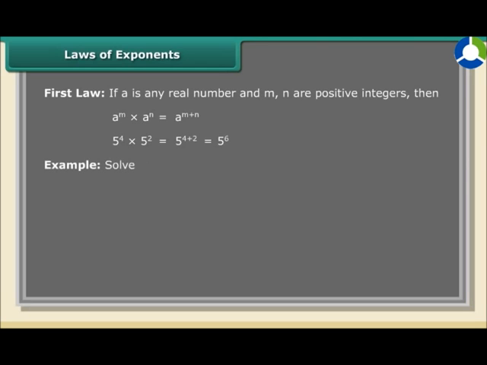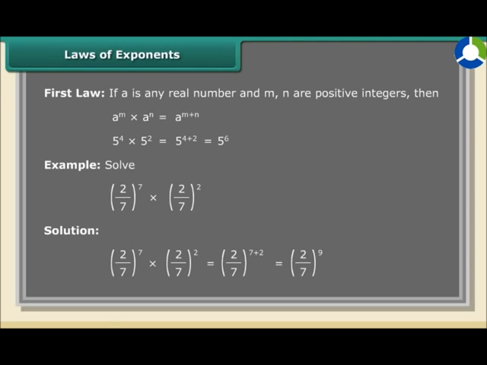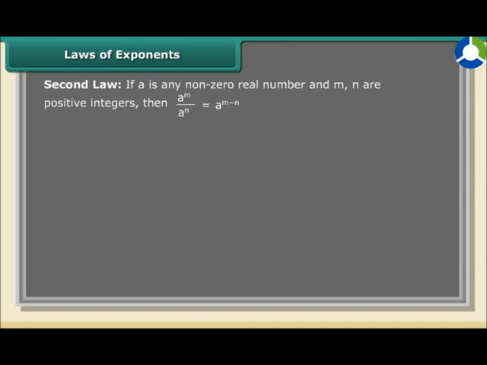Example. Solve (2 upon 7) raised to the power 7 into (2 upon 7) raised to the power 2. Solution. (2 upon 7) raised to the power 7 into (2 upon 7) raised to the power 2 is equal to (2 upon 7) raised to the power 7 plus 2, which is equal to (2 upon 7) raised to the power 9.